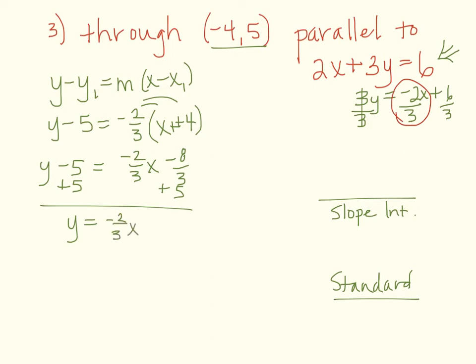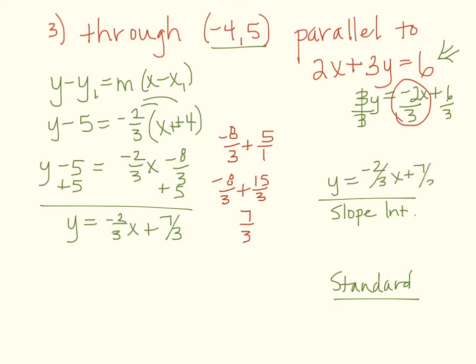Okay, I'm going to come over here to the side again. We have a negative 8/3 plus 5 over 1. Need to get a common denominator. It'll be a 3. That'll be 7/3, positive. So slope-intercept is y equals negative 2/3 x plus 7/3.